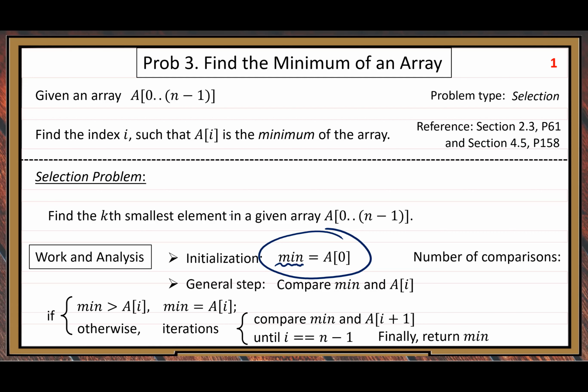Then for the remaining elements, each one, you need to do one comparison. That's n minus 1. Then the answer is n minus 1. So we get the answer.